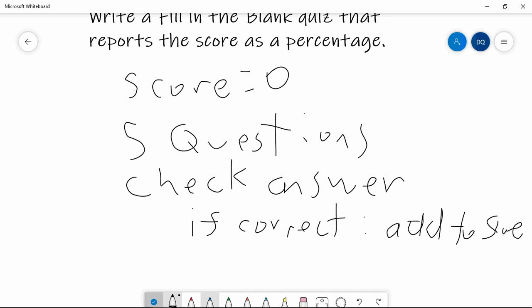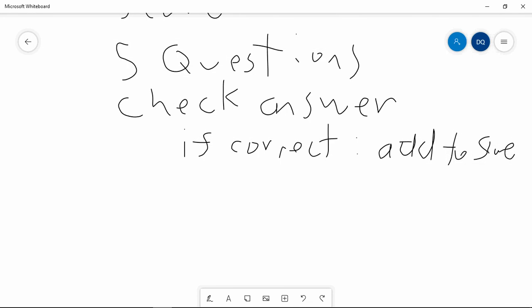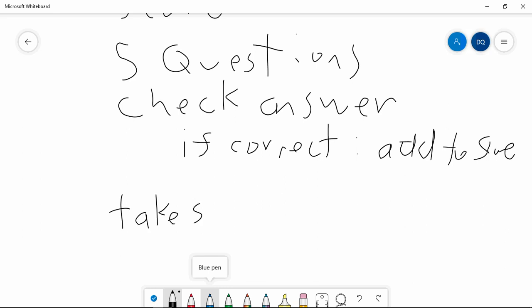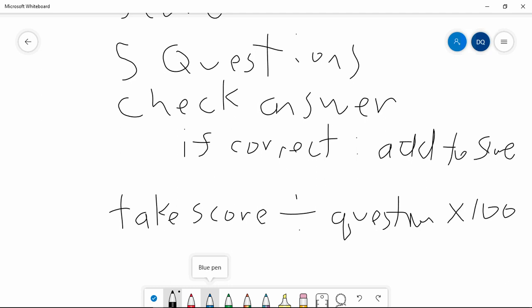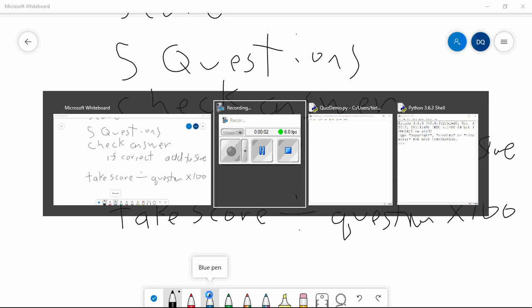And then at the very end, we want to turn the score into a percentage. So you want to take the score, divide by the number of questions, and then multiply by 100, and that'll convert our score into a percentage. So let me show you how to do that in Python.